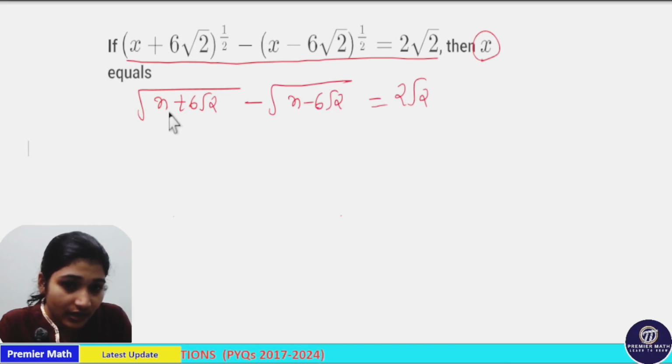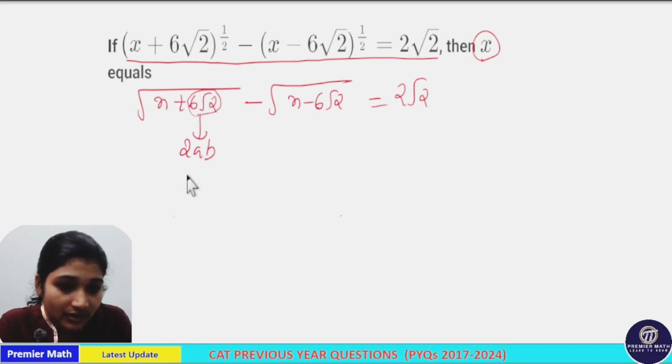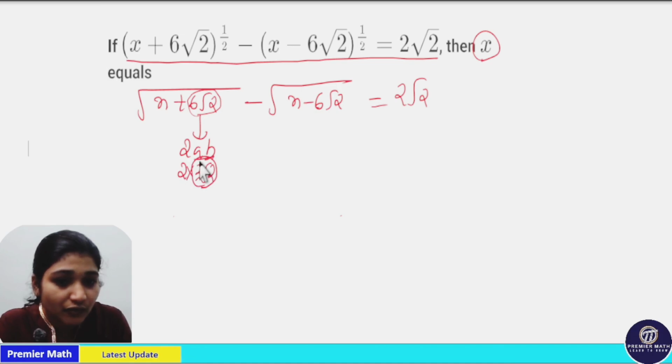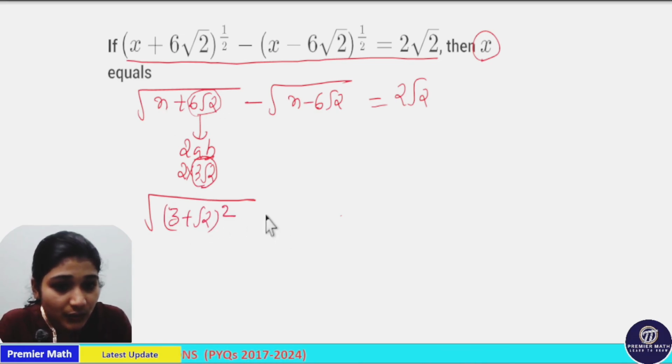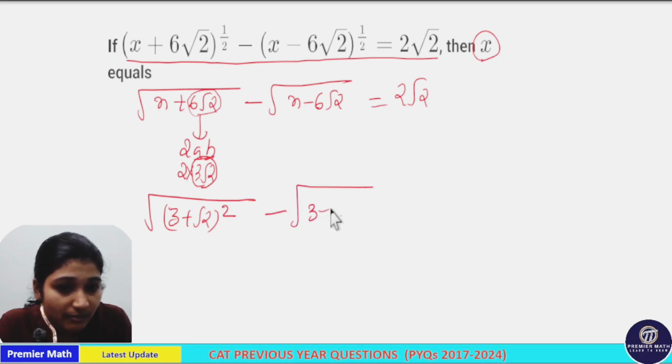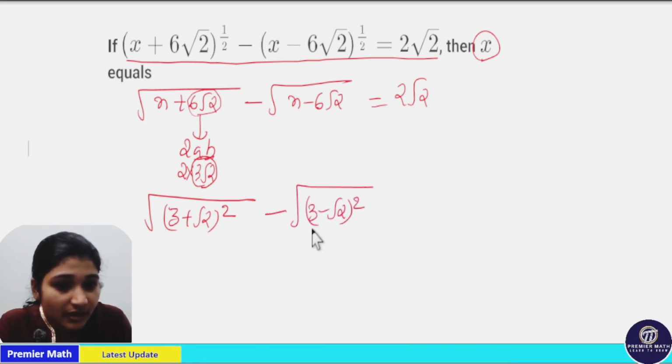Now, in the inside term, we have a root. So, take this root term as 2ab. Then this will become 2 into 3 root 2, which means ab is equal to 3 root 2. If ab is 3 root 2, write it in the form of a plus b the whole square. So either root 2 plus 3 the whole square or 3 plus root 2 the whole square. Either way you can take. So 3 plus root 2 the whole square is equal to x plus 6 root 2, and here we have 3 minus root 2 the whole square as x minus 6 root 2.